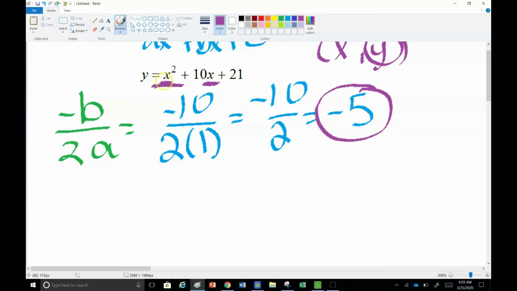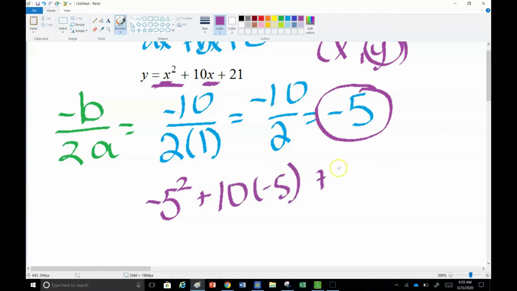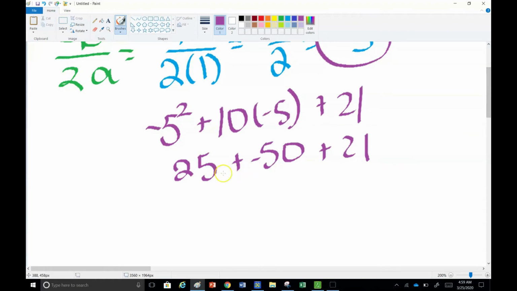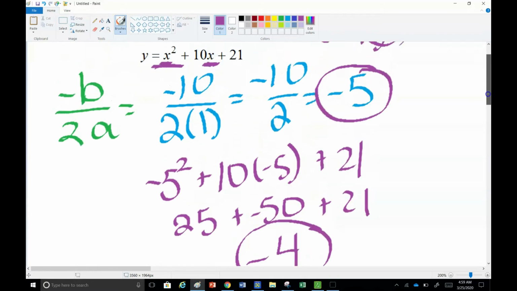Well, I figured out that x equals negative 5, so I would plug that into this original equation. So instead of x squared, it becomes negative 5 squared. And instead of plus 10x, it becomes plus 10 times negative 5 plus 21. Now you can plug that into your calculator, and I would end up getting 25 plus negative 50 plus 21. When I do the math here, I'm going to end up with negative 25 plus 21. It's going to give me negative 4. So that's what I got when I plugged my answer into the equation.